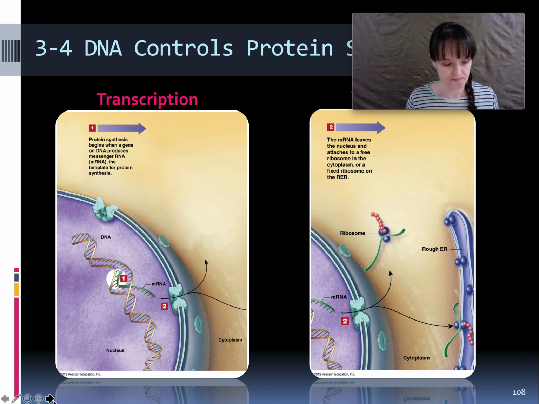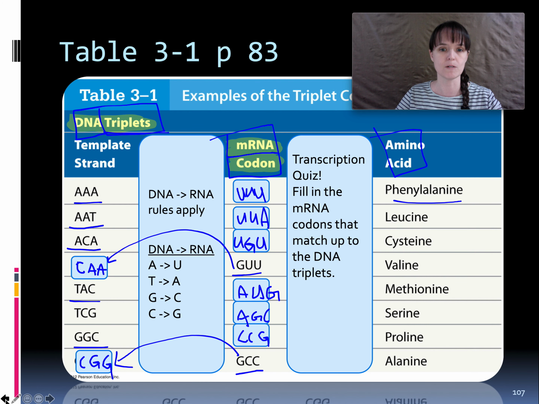Did that finish that page? Oh, that just barely started that page. In this way, each DNA triplet is transcribed to an mRNA codon. Given the DNA triplet of ACG on the template strand, the complementary mRNA codon is UGC.